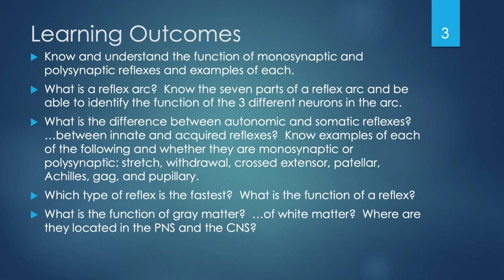Know examples of each, the following, and whether they are monosynaptic or polysynaptic: stretch, withdrawal, crossed extensor, patellar, Achilles, gag, and pupillary. And by the way, you're going to be working with all of these different reflexes in the lab this week. Also, which type of reflex is the fastest? What is the function of a reflex? And what is the function of gray matter and of white matter? Where are they located in the peripheral nervous system and the central nervous system?